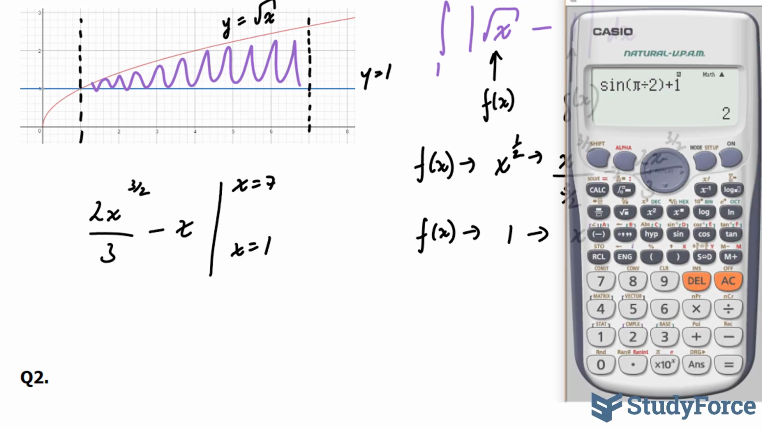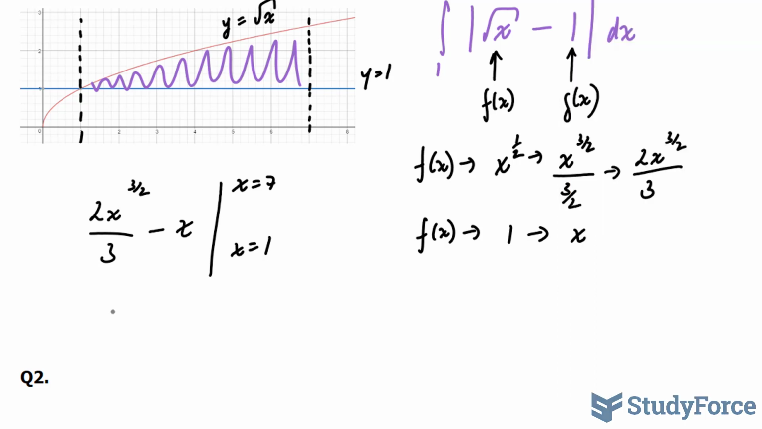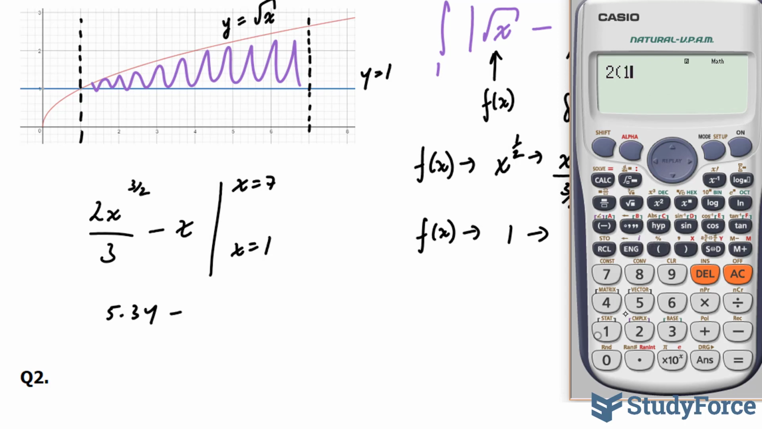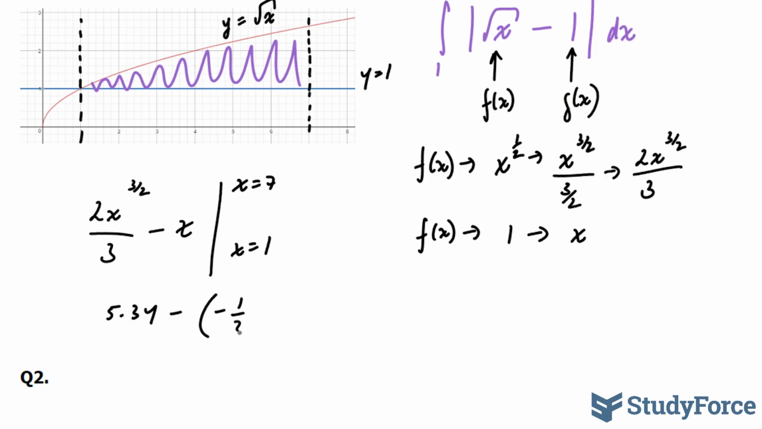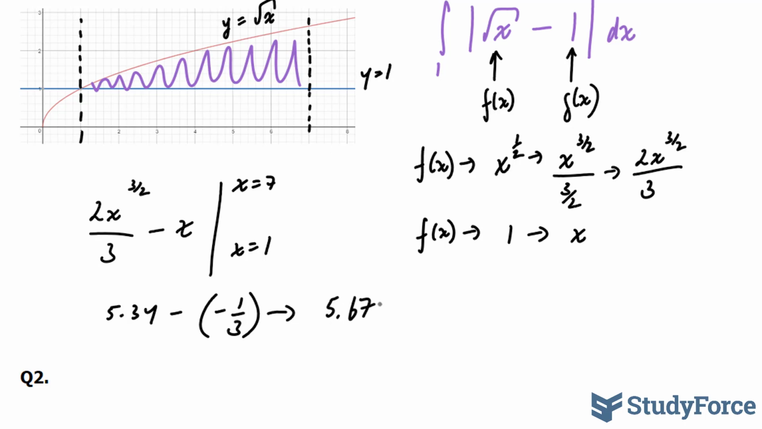Let's start off at x equals 7. 2 times 7 to the power of 3 over 2 divided by 3, minus 7. We end up with 5.34. So let's write that down. And we're going to subtract what this function gives us when evaluated at 1. 2 times 1 to the power of 3 over 2 over 3 minus 1 gives us negative 1/3. So now I'll go ahead and subtract these, and my answer is 5.67. So the area in between here is 5.67 units squared. Let's proceed on to question 2.